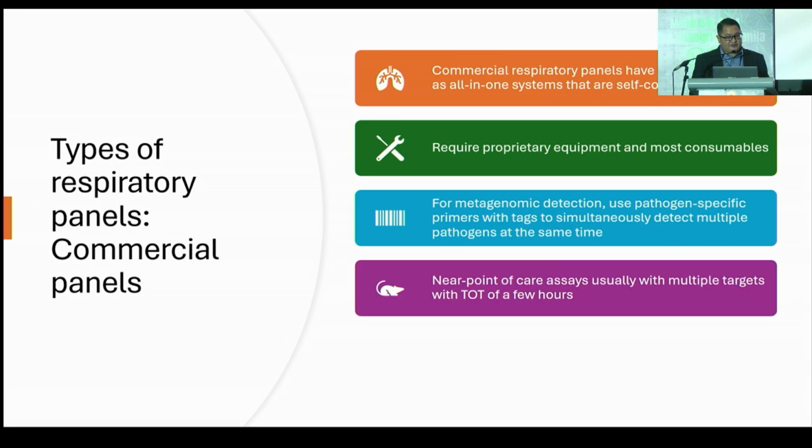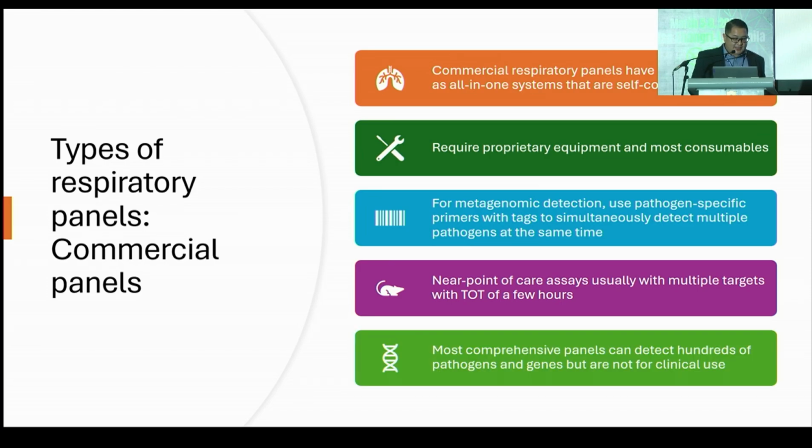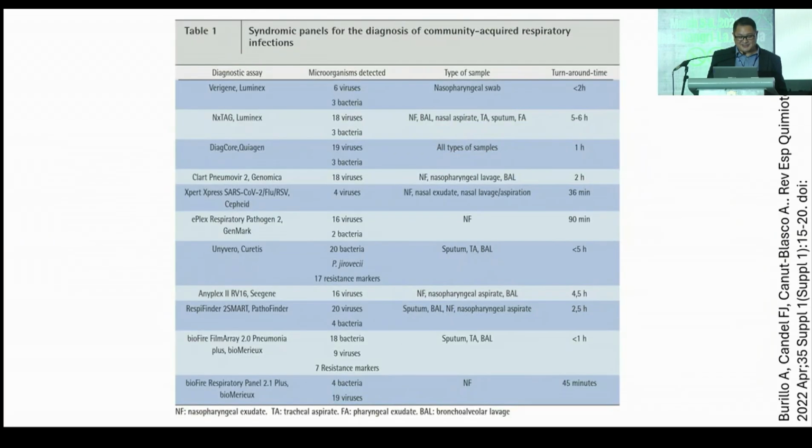These are near point-of-care assays with multiple targets, turnaround time in a few hours. And the most comprehensive panels, if you really want to get to it, can actually detect hundreds of pathogens and genes, actually even thousands, but these are not for clinical use. This is what the CDC uses when there's an unknown pathogen, and they just run it through there, and they'll test it for 5,000 things. Those are really cool, but they're very expensive.